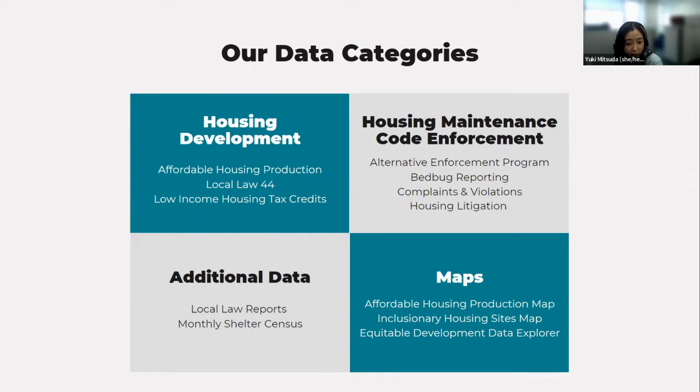We have other open data, such as monthly shelter census and maps that are available online, which includes affordable housing production map, inclusionary housing sites map, and Equitable Development Data Explorer, which HPD helped create alongside the department.